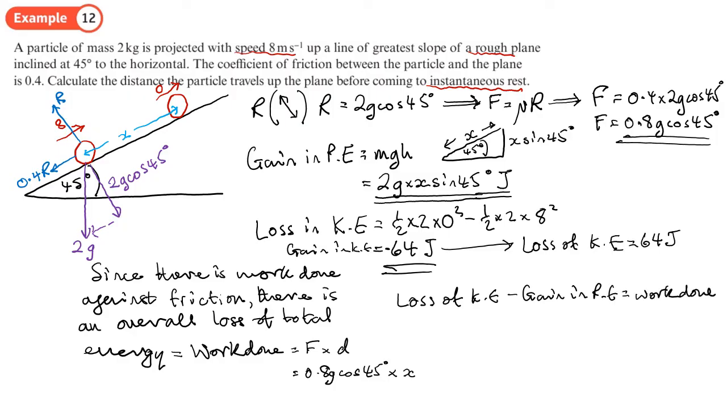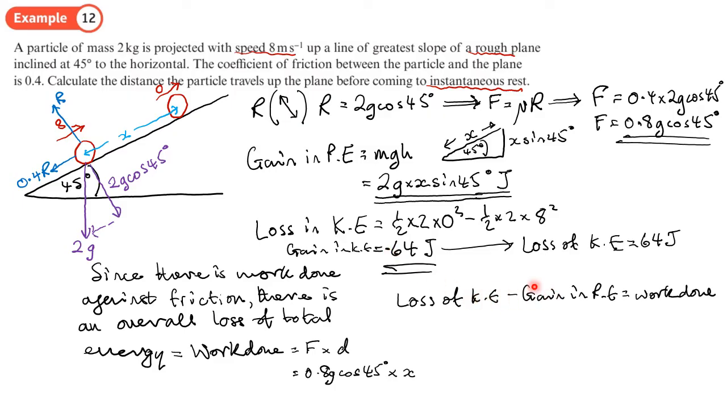Now, if I do it that way round and take this as a positive, I'll end up with a positive answer because I don't want to end up with a negative distance as an answer. The reason I've done it this way round is because the loss is greater than the gain. You've lost more than you've gained, because you've lost some energy as you've had to do work against friction. So this is important, getting it the right way round.